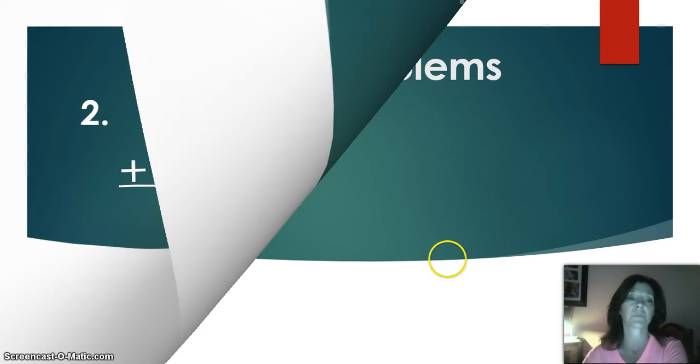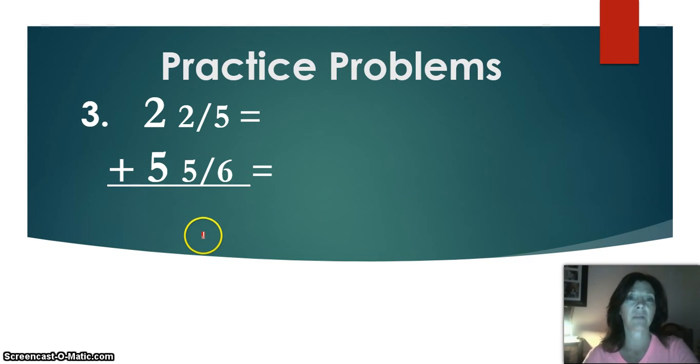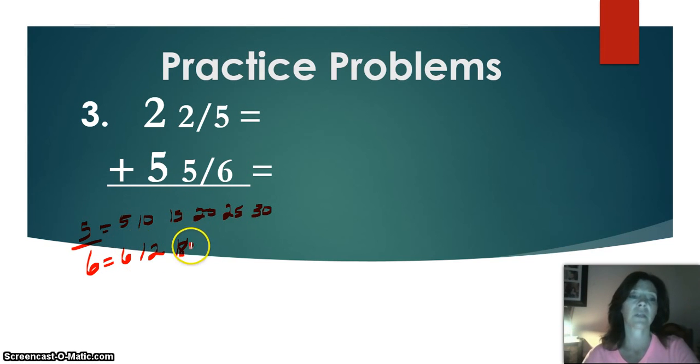All right, let's do one more. Between 5 and 6, look for your common denominator, solve your problem, start the video again as soon as you're finished. All right, let's do this together. Least common multiple between 5 and 6. 5, 10, 15, 20, 25, 30. 6 times 1, times 2, times 3, times 4, times 5. 30 is our common denominator.